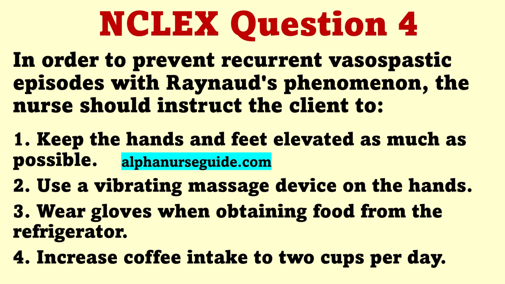The correct answer is 3. Loose, warm clothing should be worn to protect from the cold. Wearing gloves when handling cold objects will help prevent vasospasms. Vibrating equipment and typing contribute to vasospasm. Tobacco and caffeine should be avoided. Elevation will decrease arterial perfusion during vasospasms.